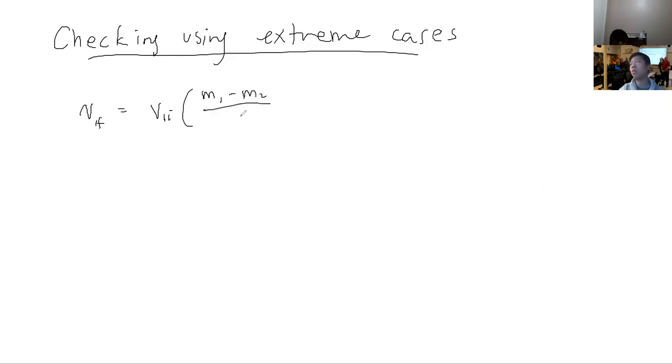All right, so then we said that V1f is equal to V1i times M1 minus M2 over M1 plus M2. And then V2f is equal to V1i times 2 times M1 over M1 plus M2, right? Okay, so first of all, let's consider what are the extreme cases we can consider in order to make sure that this makes sense?